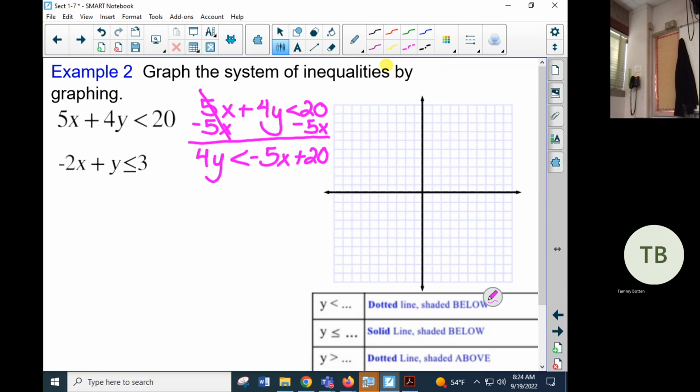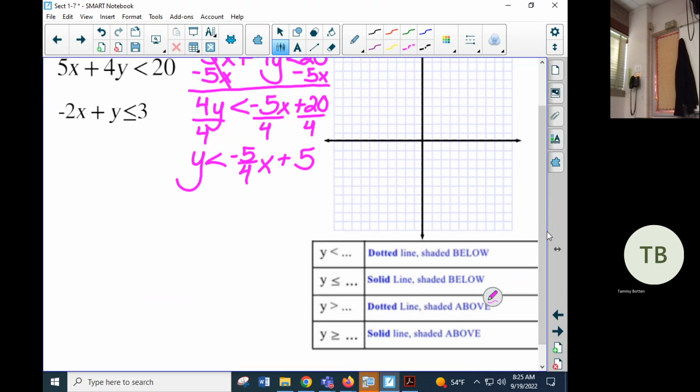Okay. Then I would divide by 4 on all of these. And so I'm dividing by 4. This is just going to give me y. This I'm going to leave as negative 5 over 4x. That's my slope. And when you take 20 divided by 4, that's 5. So what that tells you here is that your slope is negative 5/4 and your y-intercept is at 5.